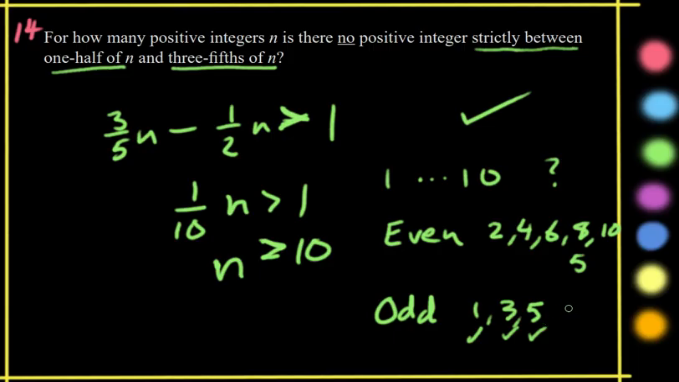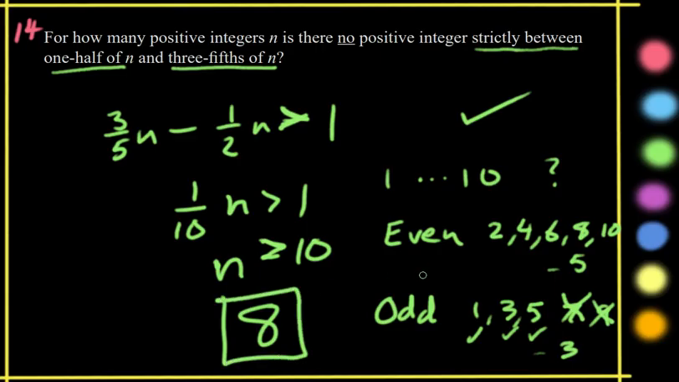And then you go to 7, and when you check 7, you find out that you've got 3.5 and you've got 4.2, and you know there's an integer between those two, so that's not one that you want to count. And then you go to 9, and you can do the same thing. You've got 4.5 and 5.4, I think, and there's an integer in between there. And so now you know that there's 5 even numbers and 3 odd numbers, and that gives you a total of 8, which is your final answer.